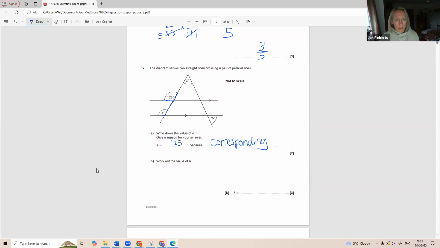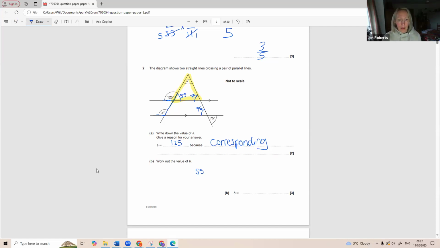Okay, so I'd be looking at it and thinking, well, we've got a triangle here, haven't we? Can I get any of these other angles in my triangle? We've got 75. Opposite angles are the same, so 75. And it's the F angle again, corresponding angle, 75. And we've got this angle here. Angles on a straight line add up to 180. So that one's 55.